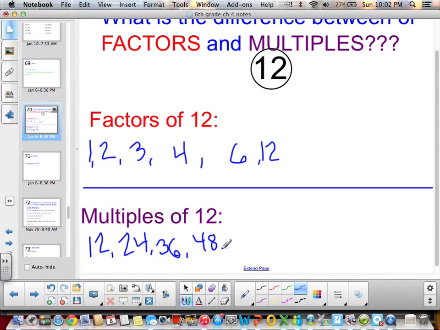48, 60, 72, and so on. And the list goes on and on forever. So multiples are numbers we get when 12 is multiplied by a whole number. Factors of 12 are less than or equal to the number. Multiples of 12 are equal to or greater than the number.